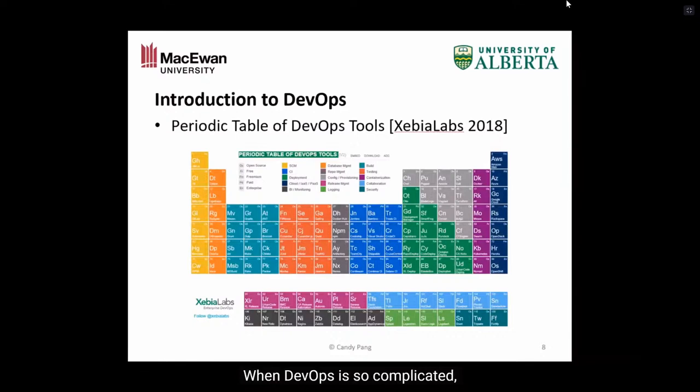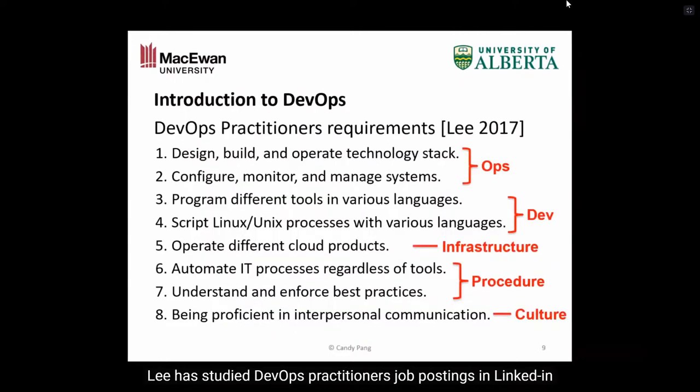When DevOps is so complicated, what are the requirements for a DevOps practitioner? Lee has studied DevOps practitioners' job postings on LinkedIn and summarized these 8 DevOps job requirements. DevOps practitioners need to have operations, development, technology, infrastructure, procedure, and interpersonal skills. Who are the people having all these skills? They are called jack of all trades. It is very difficult for institutions to train jack of all trades.